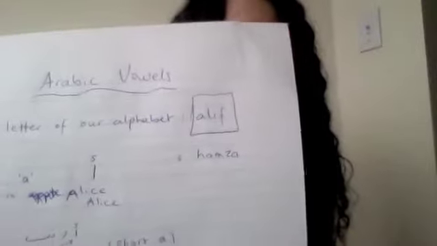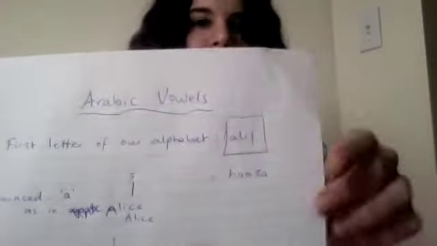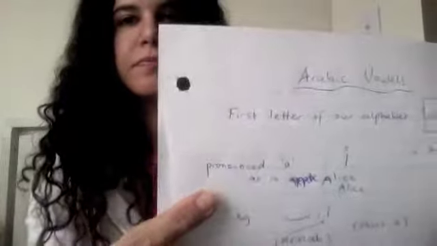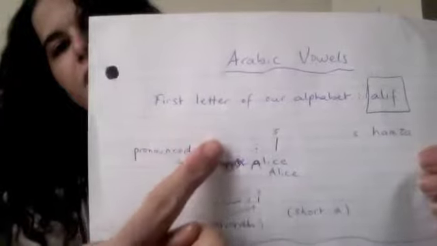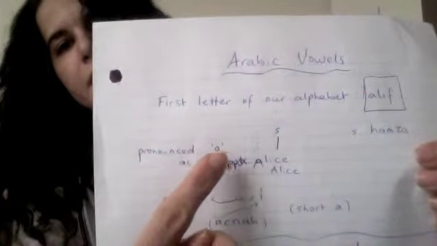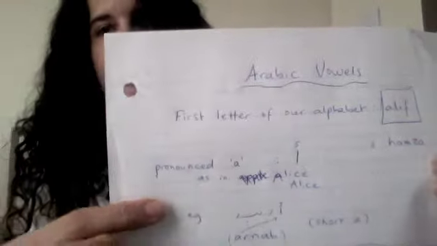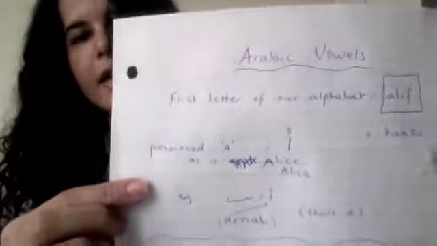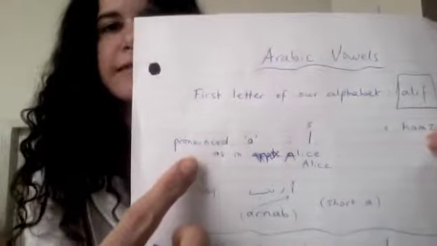So for our first lesson, I'm going to start with alif, which is the first letter of the alphabet. If you've never seen an alif before, this is what it looks like. I've got the alif right here. It's basically a straight line with a tiny little S over it, and that little S is called hamza. And this alif, which looks just like that, is pronounced ah.